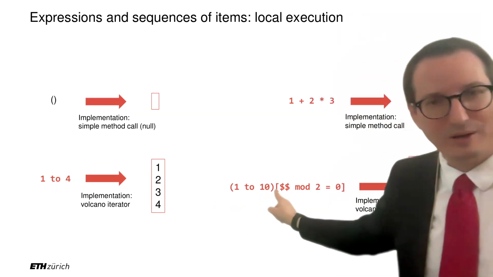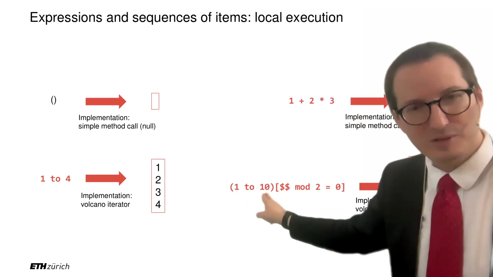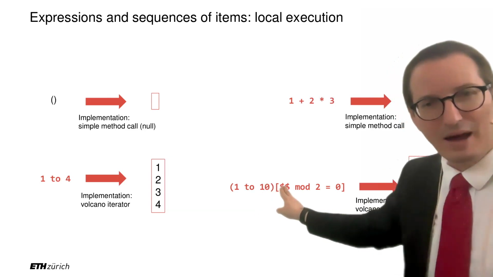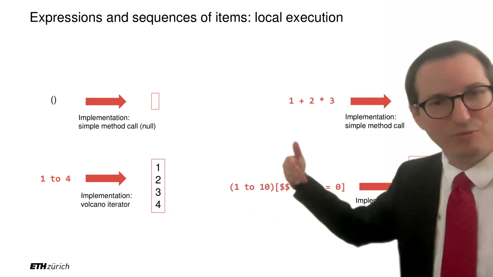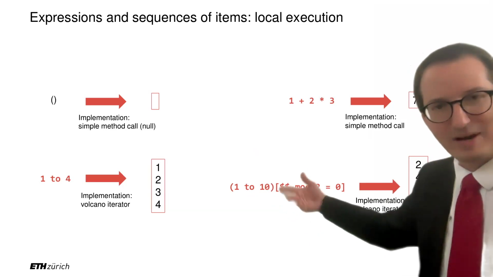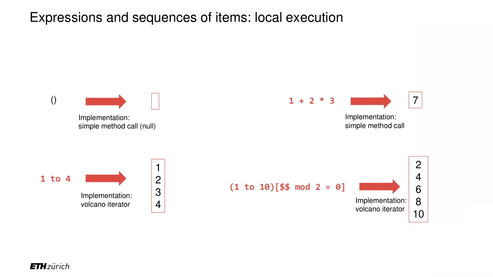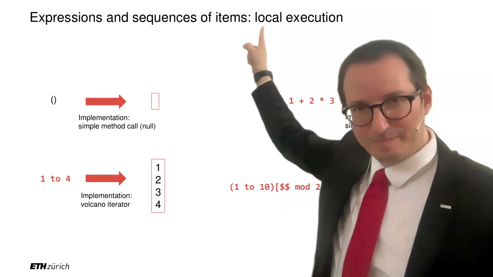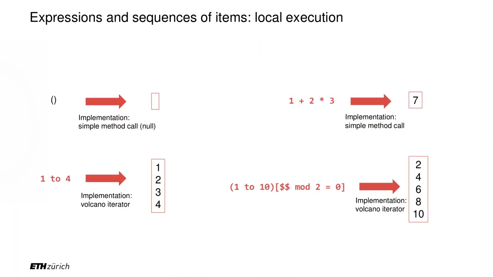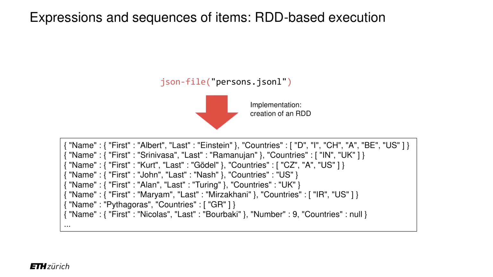And here it's figuring, okay, it's still a small sequence. So we have an iterator. And here we add another iterator on top that filters. So it's going to let every other item pass and every other item filtered out, right? So this is called the local execution here. Because all of that doesn't need a cluster, right? All local on a single machine.